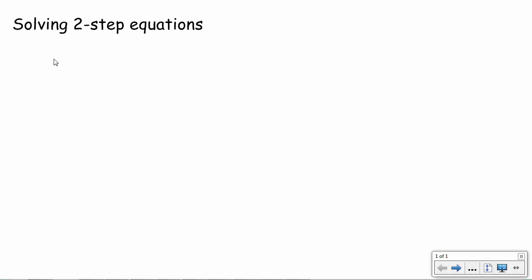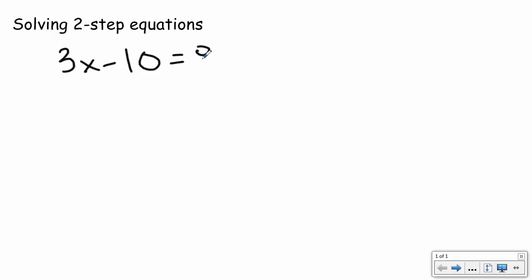Okay, so in my last video, I talked about how to rewrite a complex equation, such as one with fractions, into an equivalent equation with no fractions, but we just stopped there. So we had something like this. We had 3x minus 10 was equal to 84.